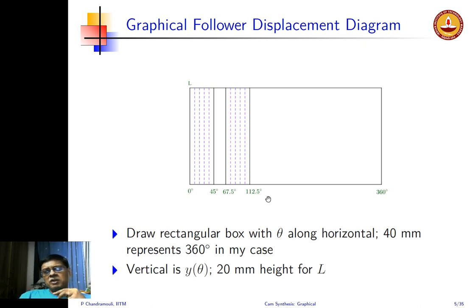In this case I will take some scale. So here 40 millimeters represents 360 degrees. Therefore every 9 degrees of cam rotation is 1 millimeter. So the vertical height, y of theta, is 20 millimeters. I've used a 1:1 scale, so the overall lift is 20 millimeters. In this case, each millimeter is 1 millimeter of rise. So that's a 1:1 scale there.